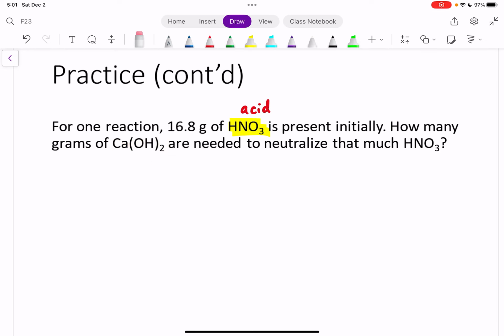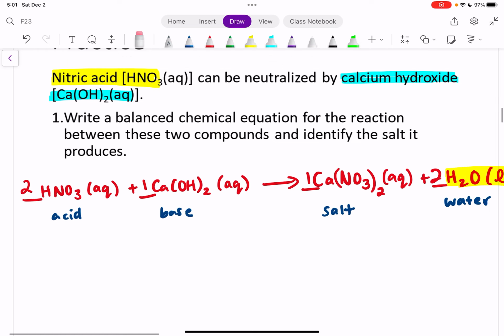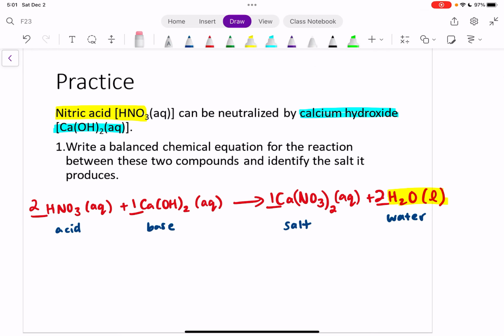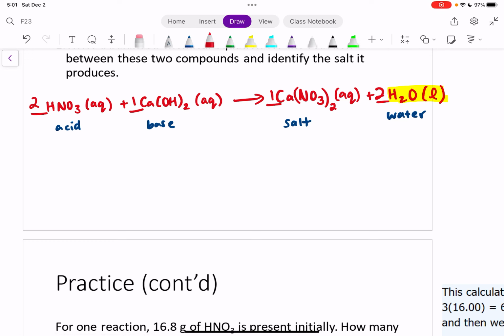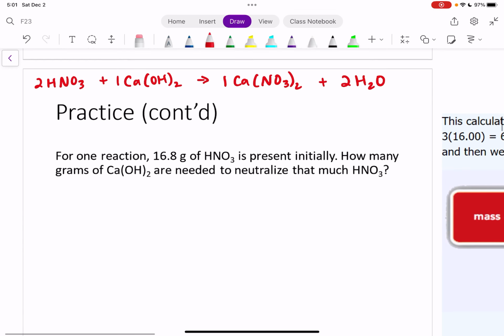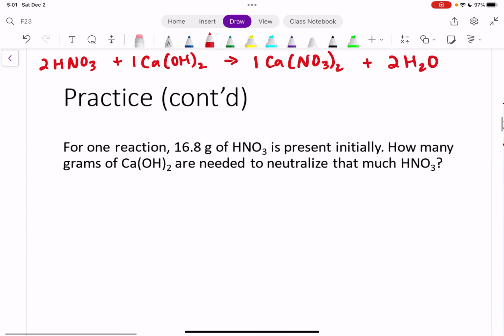Okay, so before we've done anything, we've already identified our acid and our base. We've also got the balanced chemical equation up here. So I'm going to write that balanced chemical equation down here so that we have it right in front of us. And I'm going to leave off the states just for simplicity. Okay, so there's our balanced chemical equation.